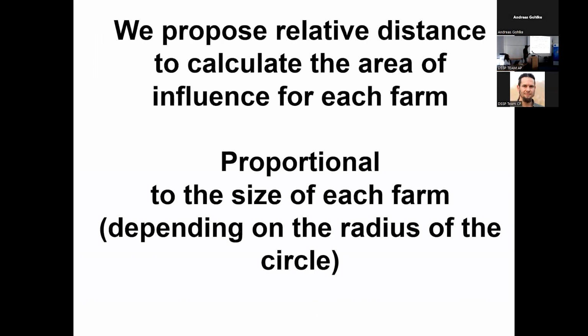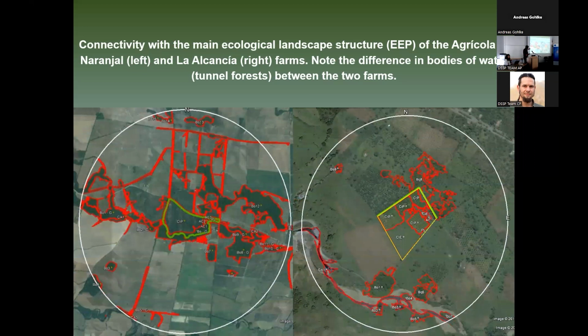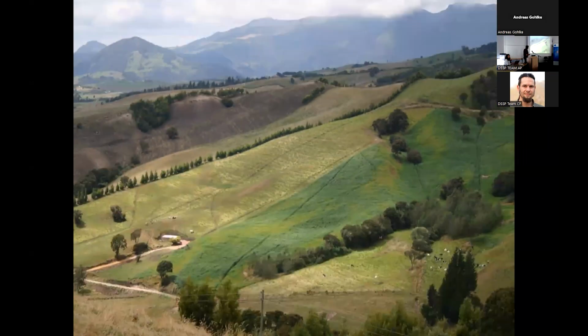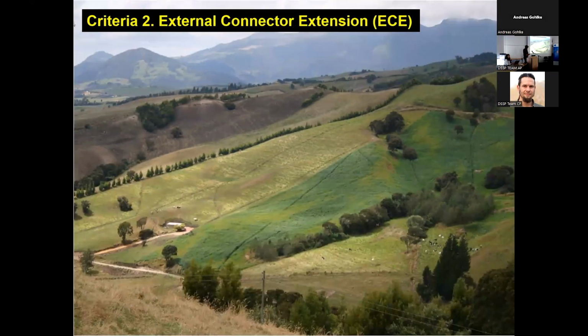And we use a relative distance proportional to the radius of the circle. We have some examples of the thesis or PhD thesis made for one of our students. We have also criteria number 2, the external connectors.